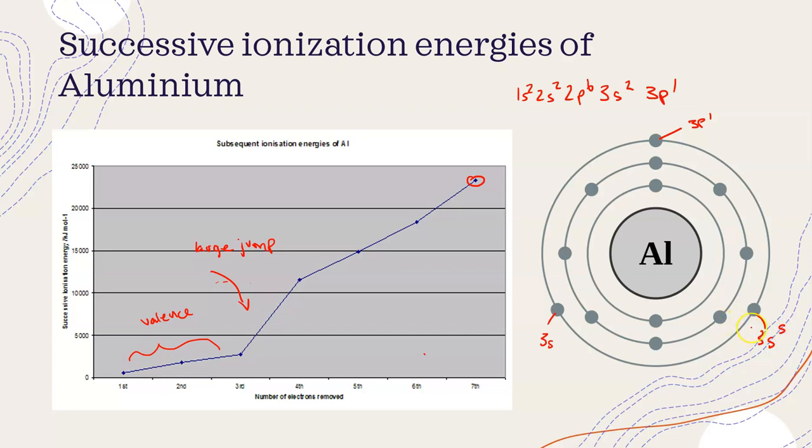When we have removed these 3 outer valence shell electrons, we actually move into the second shell. So we've now removed these ones. We're now moving into the second shell where we have the 2p electrons. This one only shows the removal of 7 of the electrons, but you can see here that now we have a big jump, and this is moving to the next shell.